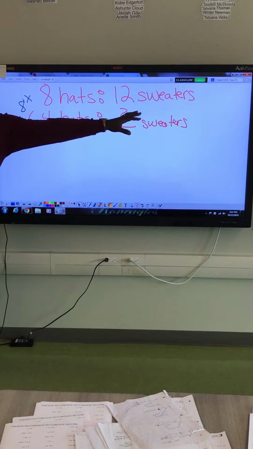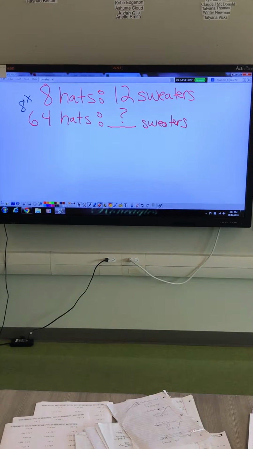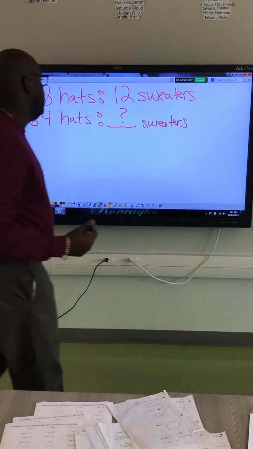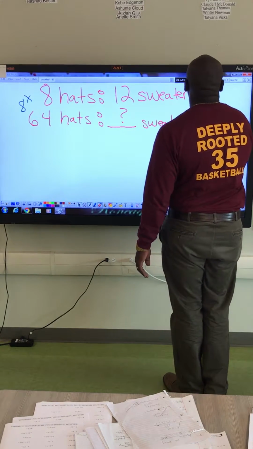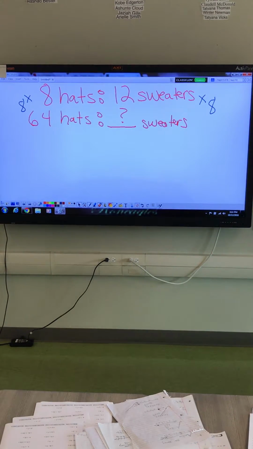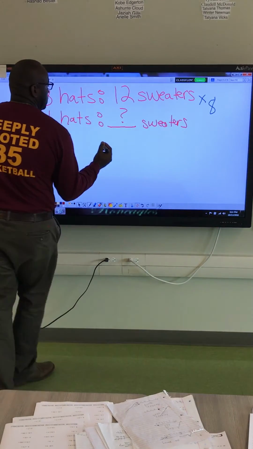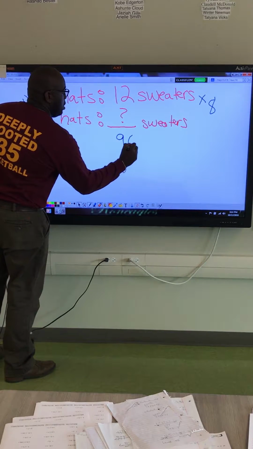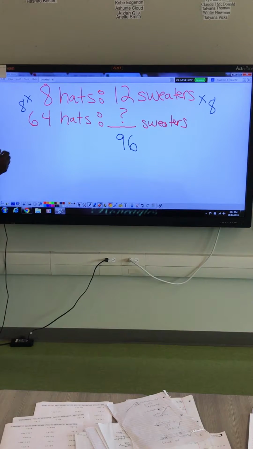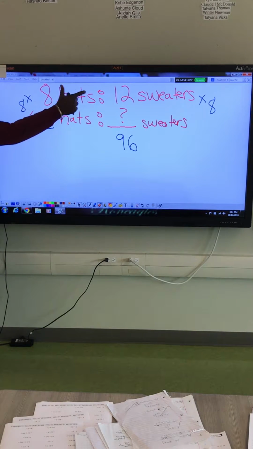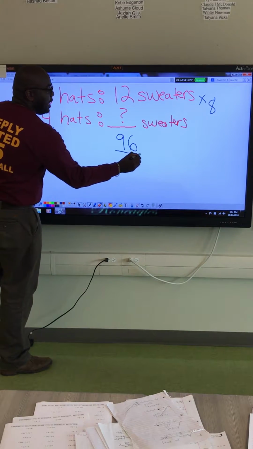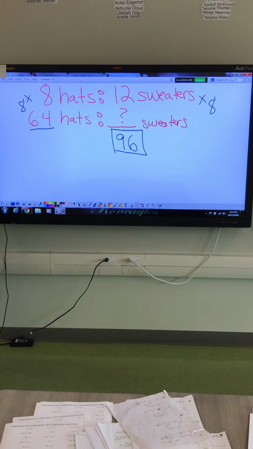So what should I write on this side beside the 12? Good, 8. 12 times 8. And what is 12 times 8? Good, 96. So if I have 64 hats in my closet, and this ratio has to be the same, I must have 96 sweaters. This should be written on your paper. If you don't have it, take about 10 seconds to write it down.